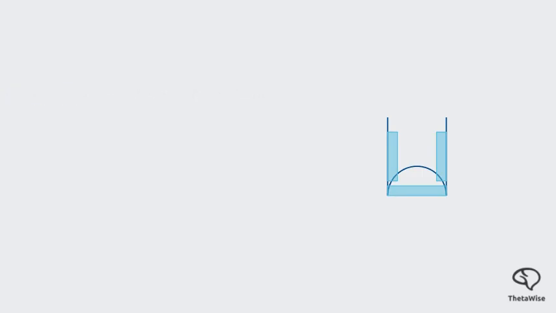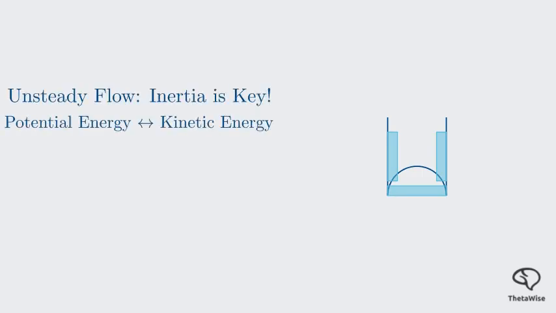The secret is to recognize the unsteadiness and account for the inertia of the fluid. The energy is constantly converting between potential energy, the difference in height, and kinetic energy, the motion of the water. This is simple harmonic motion. The forces at play are not just pressure. They include the force required to accelerate the mass of water in the tube. This is a classic unsteady problem, and ignoring that fact will lead to the wrong answer.